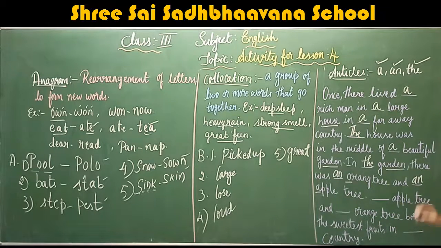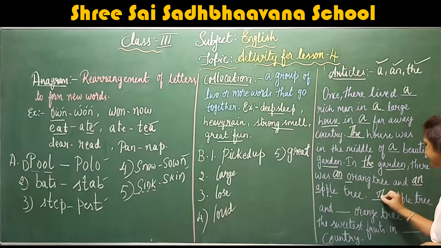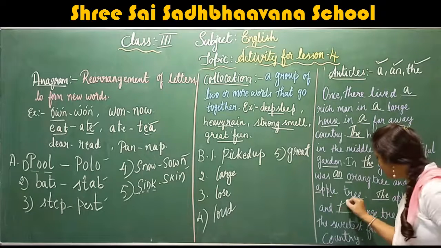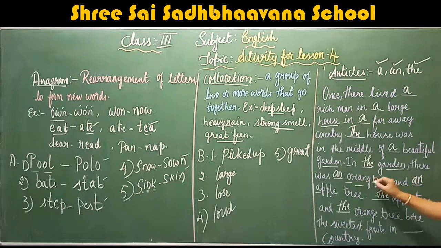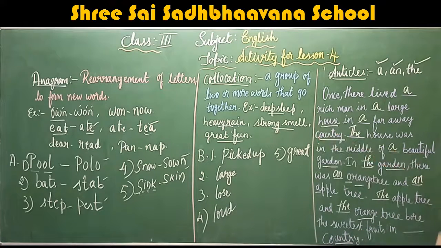Okay, here which article do we have to use? Here the noun is repeated twice. So here the apple tree and the orange tree, because orange and orange are coming twice, we have to use the articles. The apple tree and the orange tree, both the sweetest fruits in dash country. Here country is coming twice, one and two. So which article do we have to use? The article. So here, the sweetest fruits in the country.